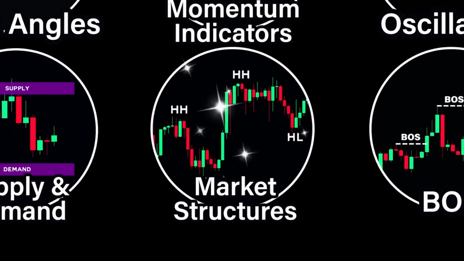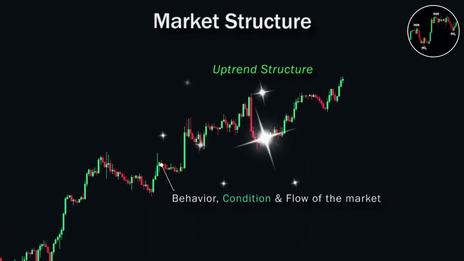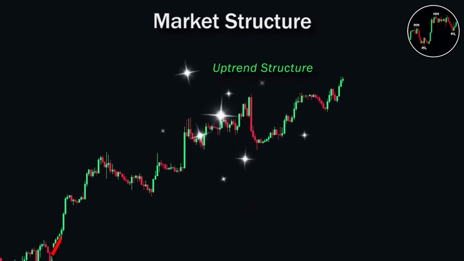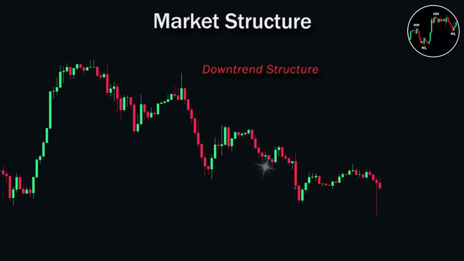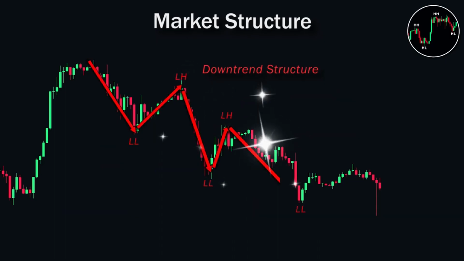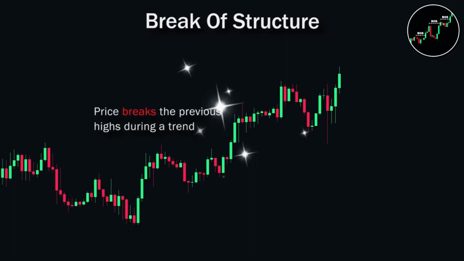Market structure. Market structure is when a trader analyzes the behavior, condition, and flow of the market. An uptrend structure is characterized by price forming higher highs and higher lows, while downtrend structure is characterized by price forming lower highs and lower lows. Breakout structure. It is when price breaks the previous price peak during a trend.